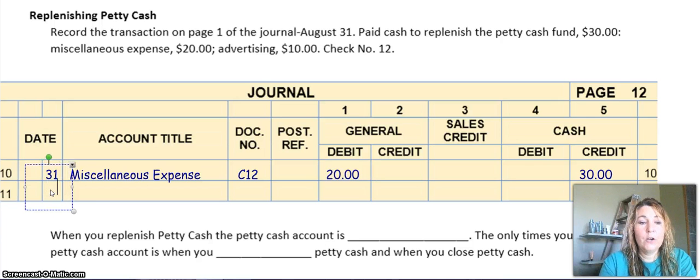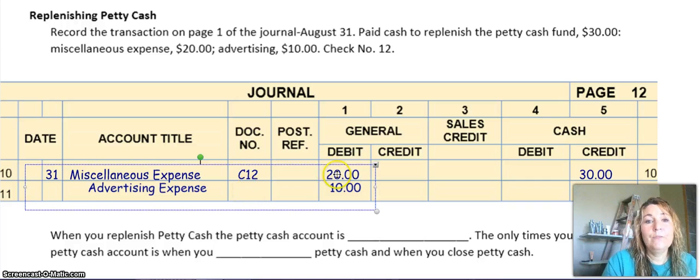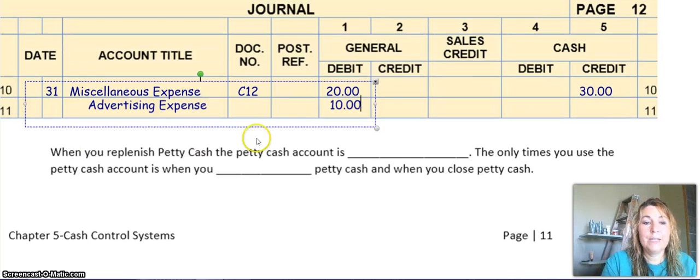So we're going to come down to the next line. We don't have to put in our date because this is still part of the same transaction. This is going to be advertising expense. We're not listing the document number because it's still the same one, and this will be a debit of $10. So now for our transaction, we have a debit of $20, we have a debit of $10, which will equal $30, and we have a credit of $30. We're going to go ahead and write our check, and then we can cash it so we can put the money back into the box.